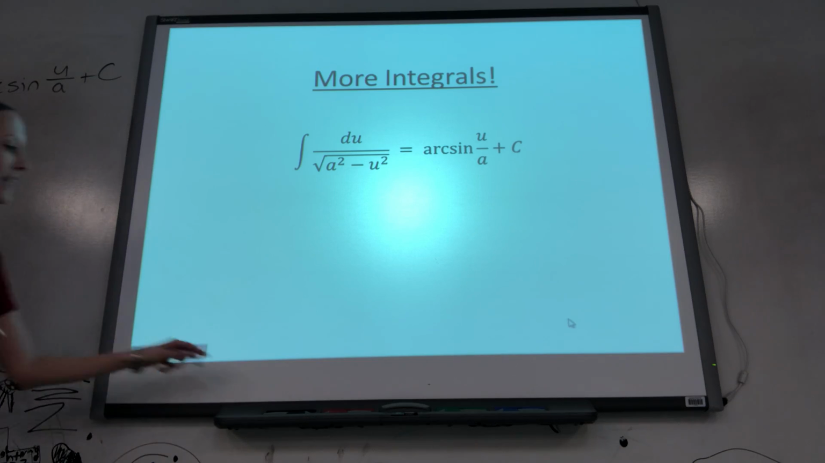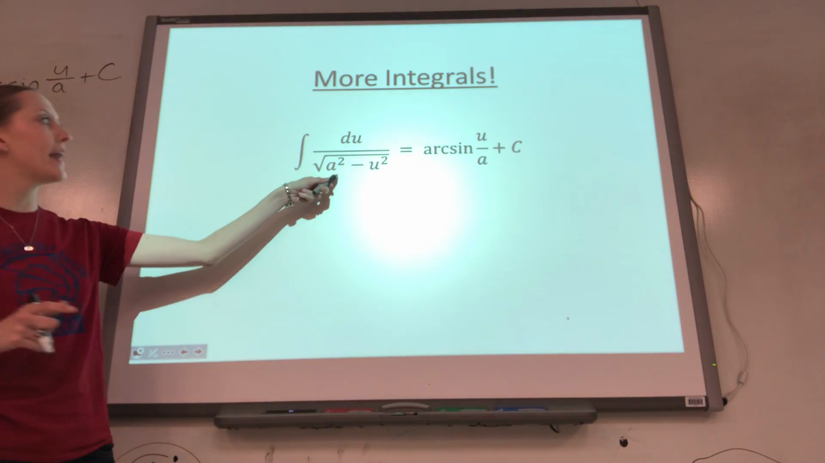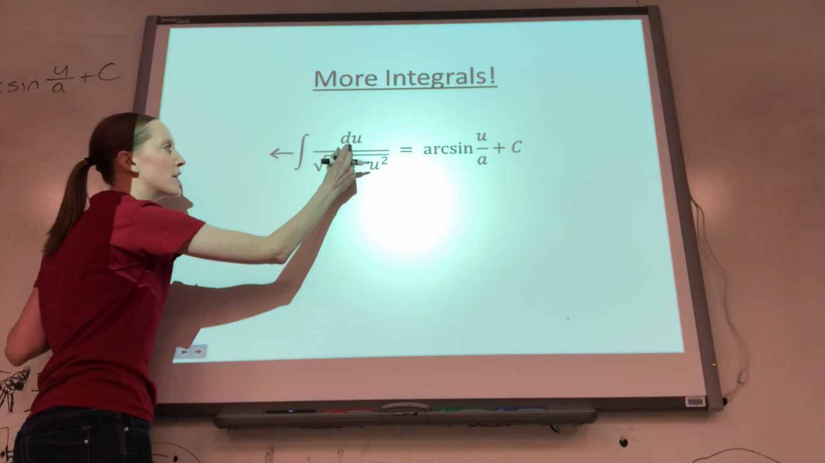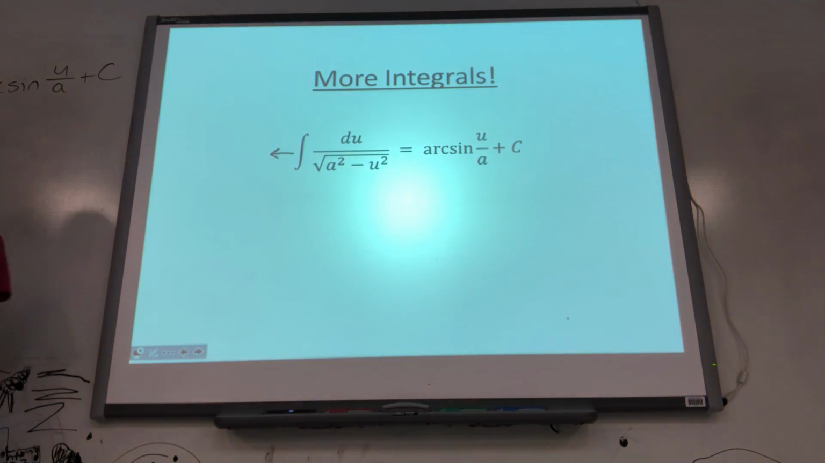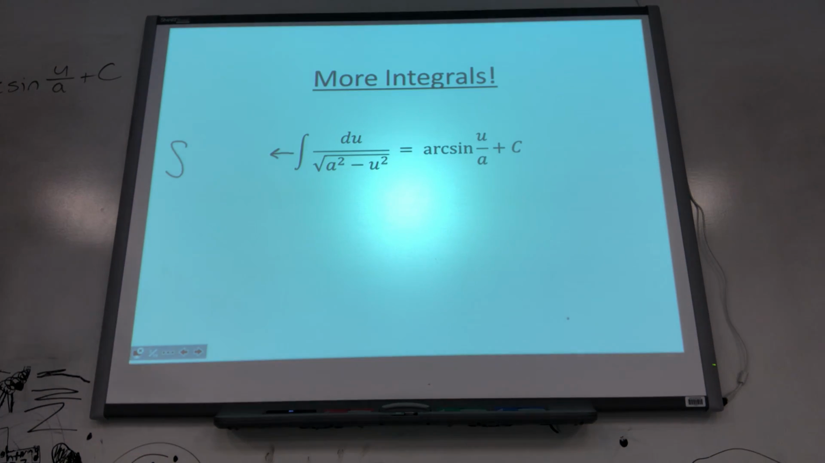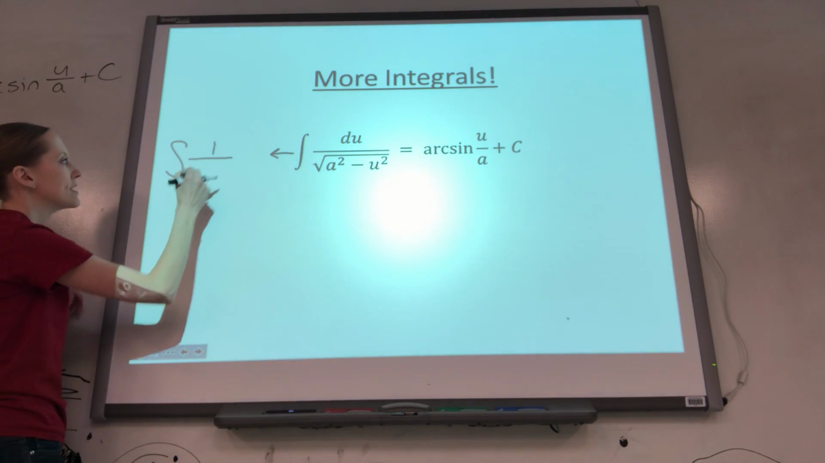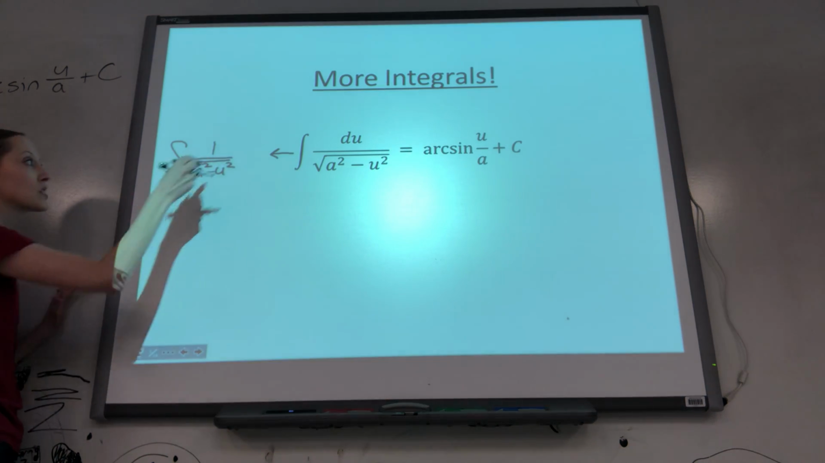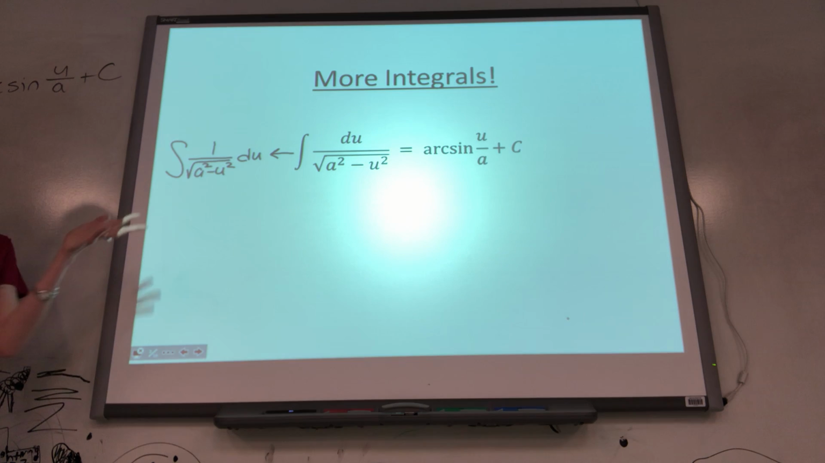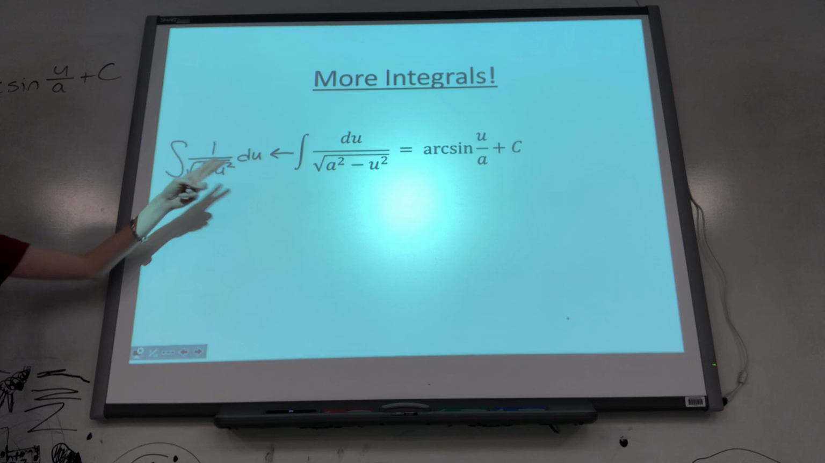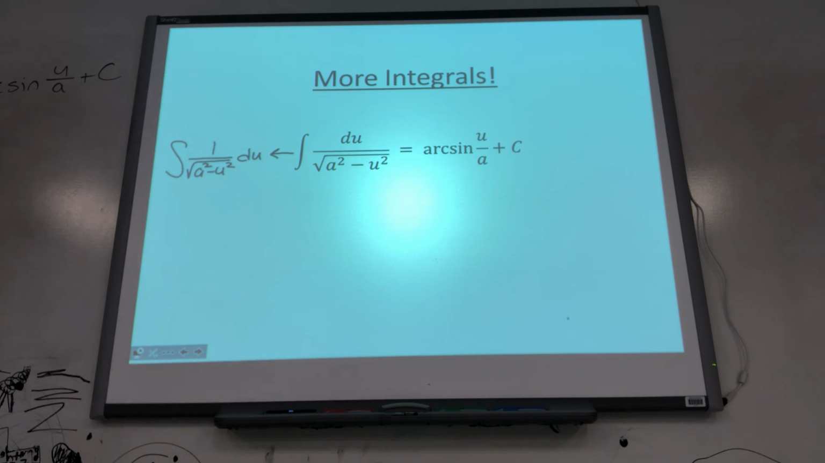Now, I do want to point out that there's another way this integral could be given to you. As it is right here, the du is on top of the fraction. It may not always look like that. You could also see just a 1 on top over the square root of a squared minus u squared, and then the du might just be out to the side. So those 2 integrals are really the same.